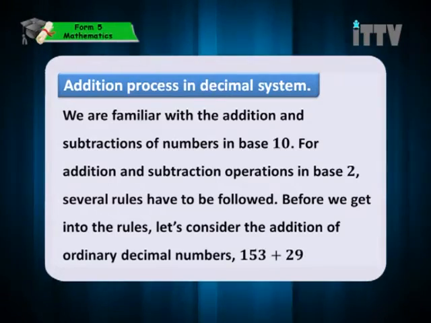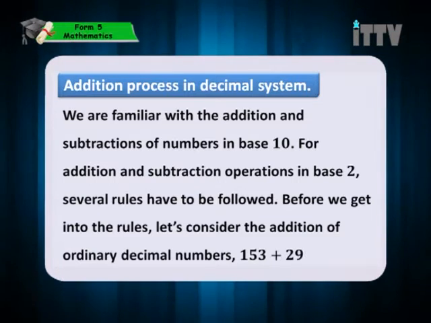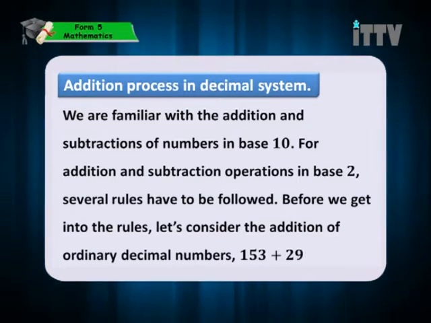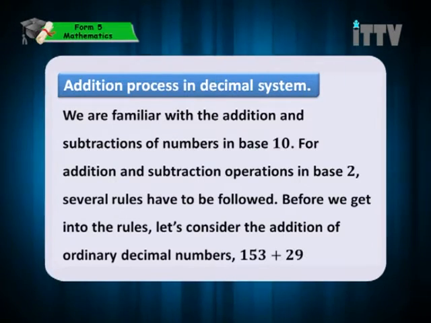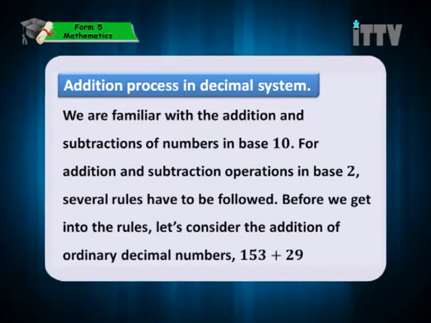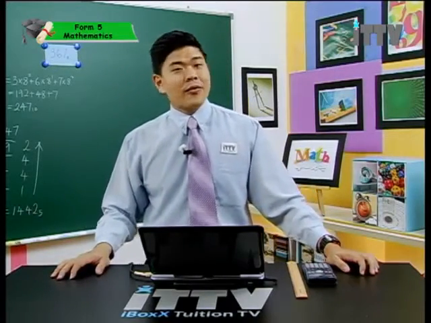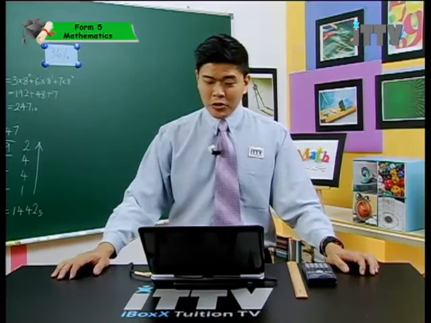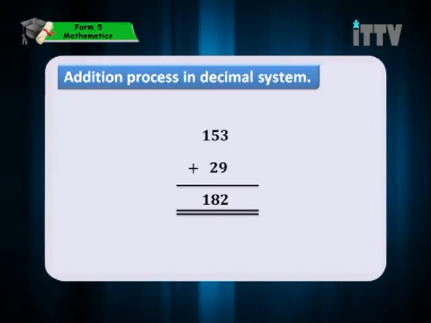We are familiar with the addition and subtraction of numbers in base 10. For addition and subtraction operations in base 2, several rules have to be followed. Before we get into the rules, let's consider the addition of ordinary decimal numbers, for example 153 plus 29. How do we add it? Very simple, all of you know the process. We will get a sum of 182.